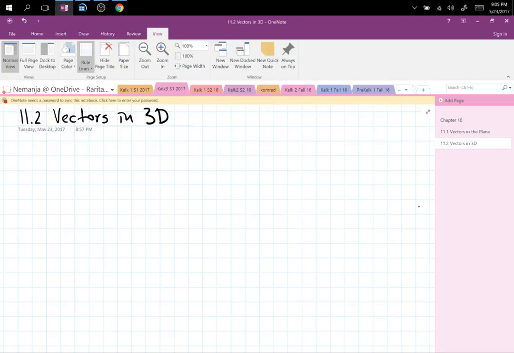Hello and welcome back to Calculus 3, section 11.2, vectors in 3D. So we are upgrading, right? How many dimensions can a vector have? As many as we need. So we are focusing on 3D vectors because we live in 3D space. We are three-dimensional creatures. And we use X, Y, and Z to show the three spatial dimensions in which we live.